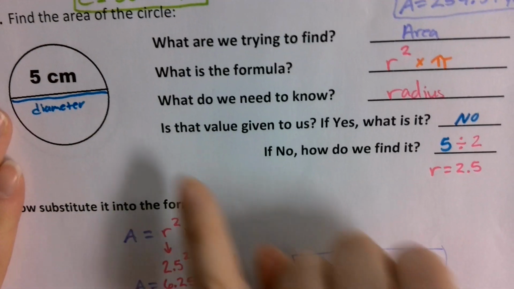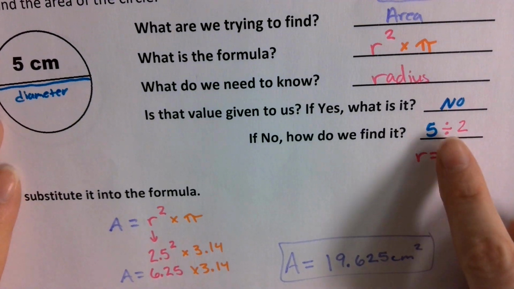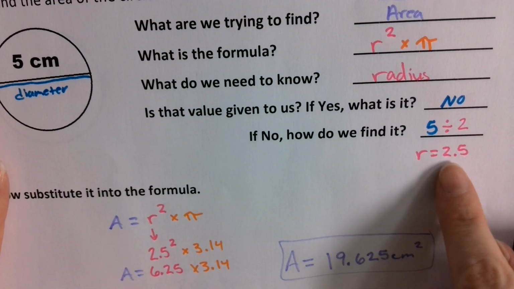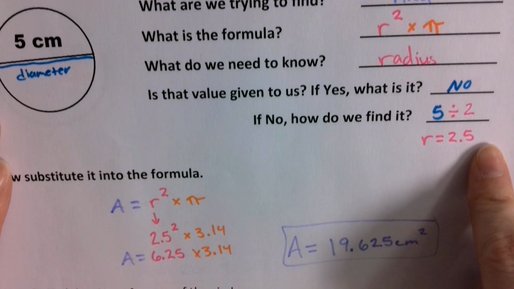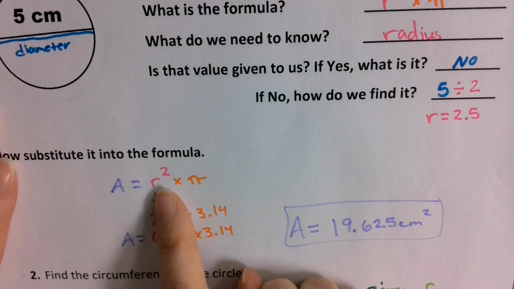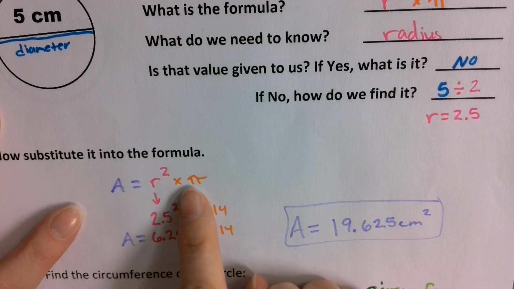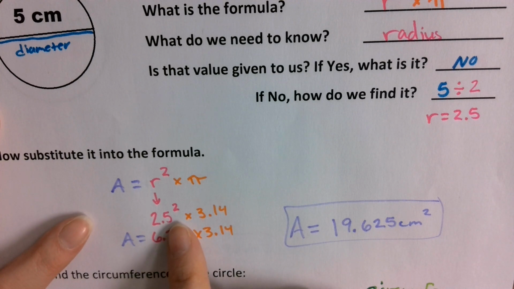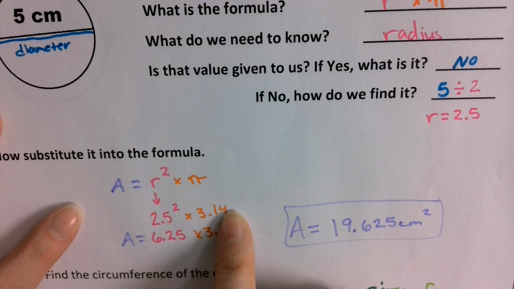The diameter was equal to 5. So what we had to do is take the 5 and divide it by 2 to find out what the radius was, which was 2.5. Then we can substitute that into our formula. So instead of doing r squared times pi, we would do 2.5 squared times 3.14.